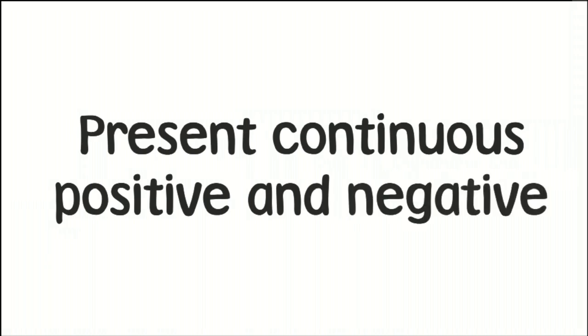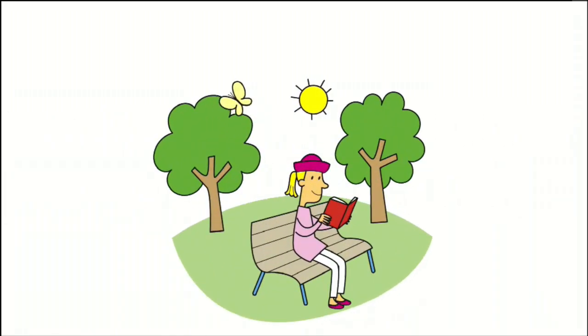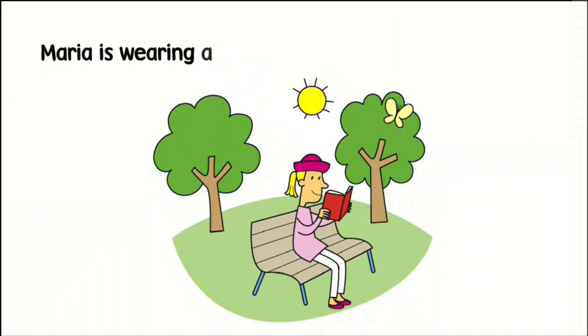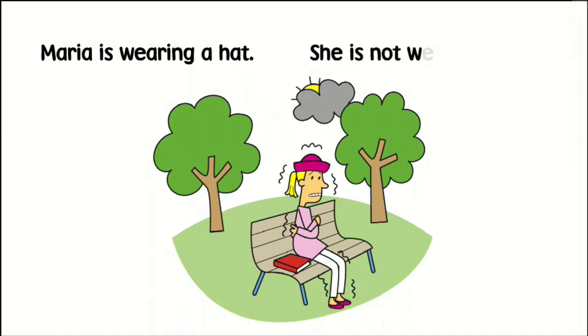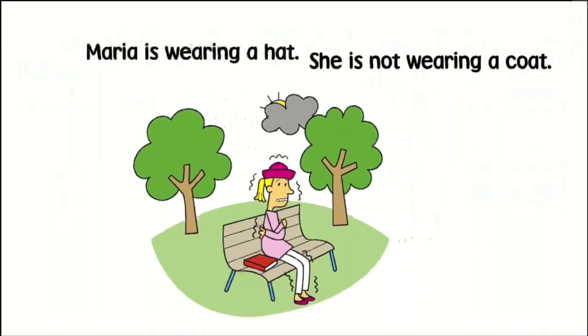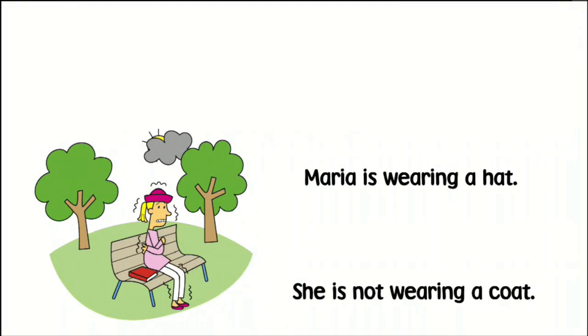Present continuous, positive and negative. Maria is wearing a hat. She is not wearing a coat. We use the present continuous to talk about things happening now.